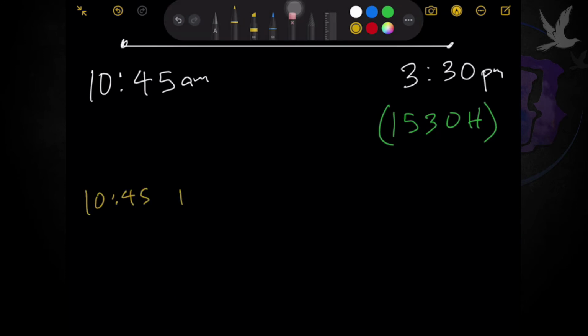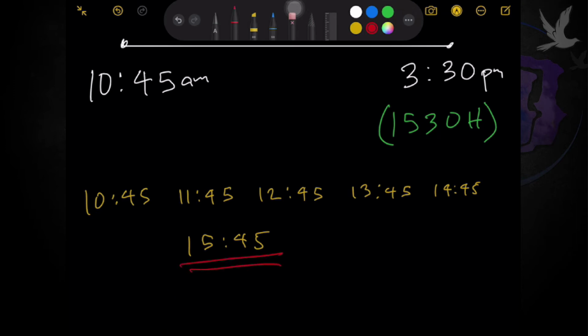10:45, 11:45, 12:45, 13:45, and you have 14:45, 15:45. So if you notice, you cannot consider this as the next hour. Why? Because 15:45 already went over 15:30, which means you cannot consider this last hour.